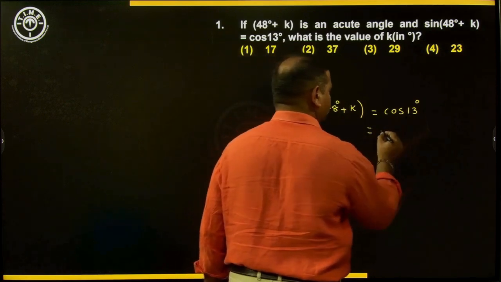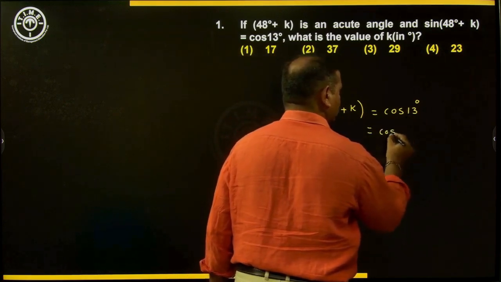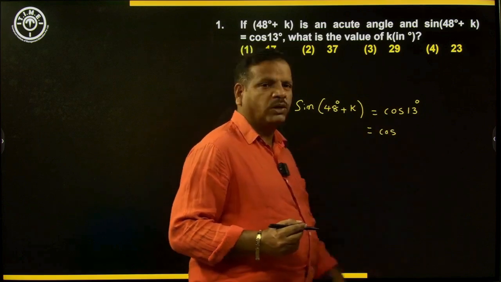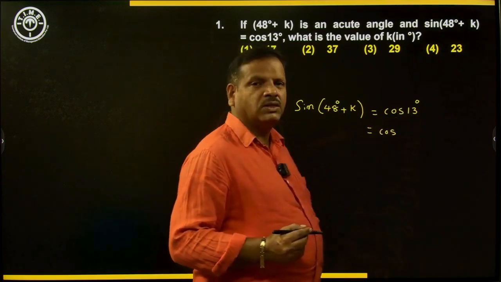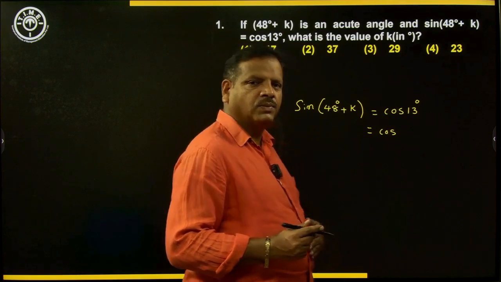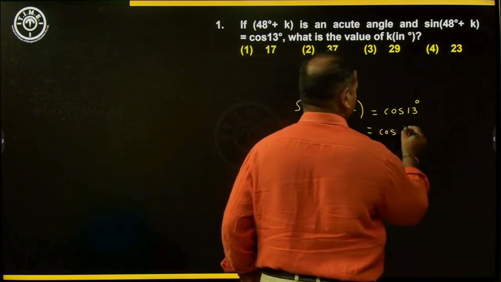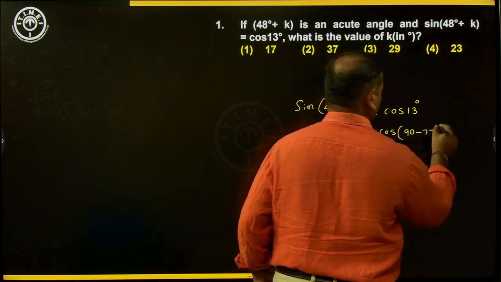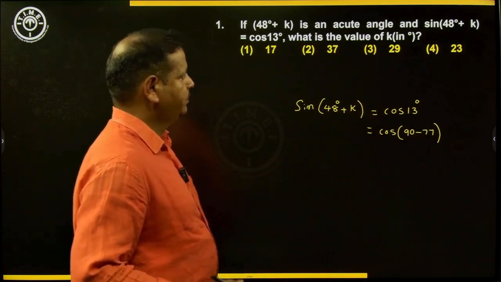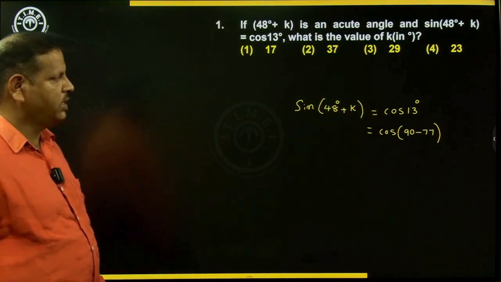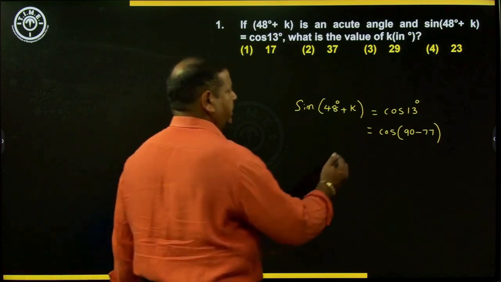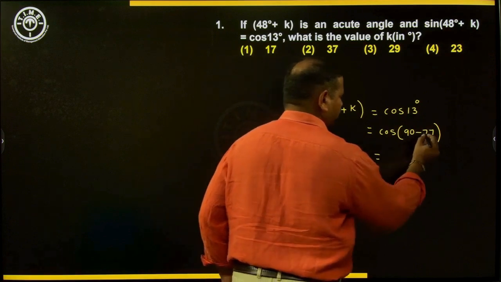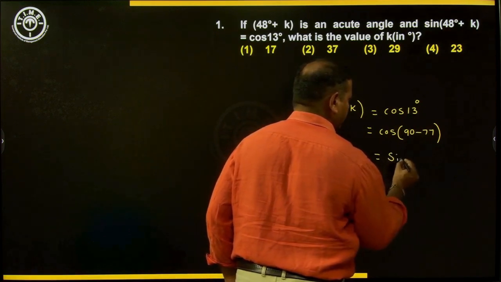See, can I write this cos 13 degrees in terms of sine? Is it 77? Yes or no? Otherwise, say this one, cos 90 minus 77, is it? Yes. So cos 90 minus 77. But sine and cos are complementary angles, right? Cos 90 minus theta is sine theta. So how can I write this? Sine 77.